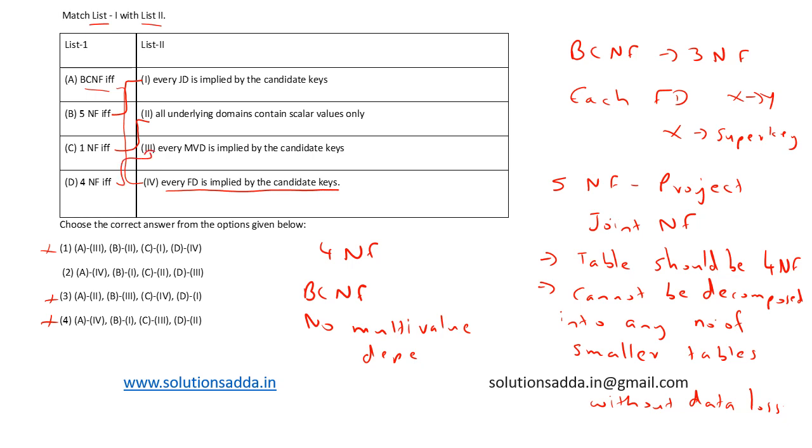So based on the options, we can say A maps to 4, B maps to 1, C maps to 2, and D maps to 3. So based on the options, option 2 is the correct answer here.